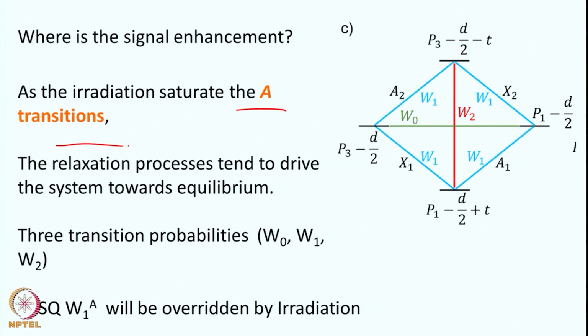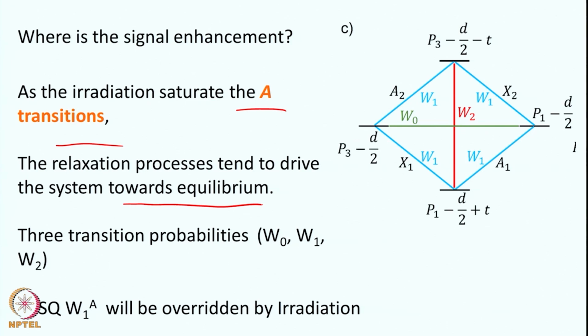We should remember that there is another phenomenon which is active all the time, and this is called the relaxation process. In any of these phenomena where we excite the nuclei, they always want to come back to the equilibrium state. That phenomenon is called relaxation, and it drives the system towards the equilibrium state.